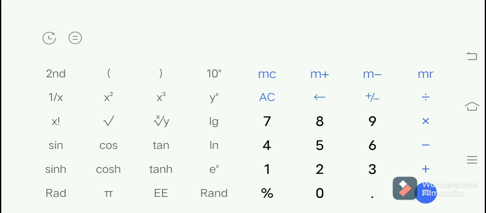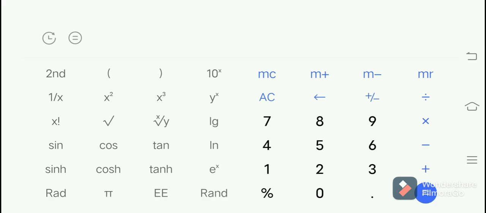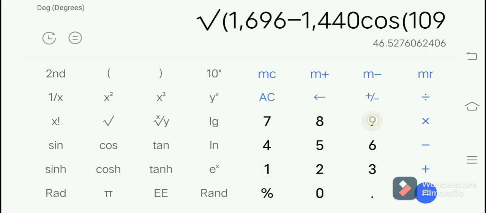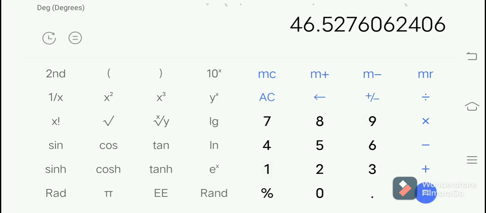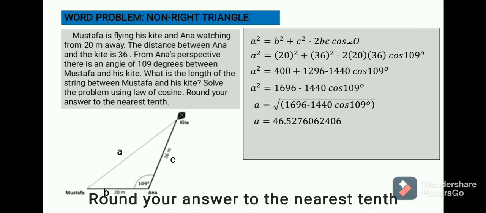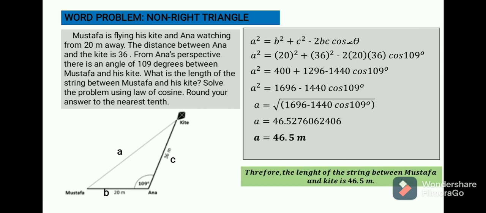Then use your scientific calculator to solve. Make sure that your calculator is in degree mode. Dial square root, then open parenthesis, 1696 minus 1440 cos 109 degrees. Then tap the equal button. Then the result is 46.5276062406. Then round your answer to the nearest tenth. So a is equal to 46.5. Therefore, the length of the string between Mustafa and the kite is 46.5 meters.